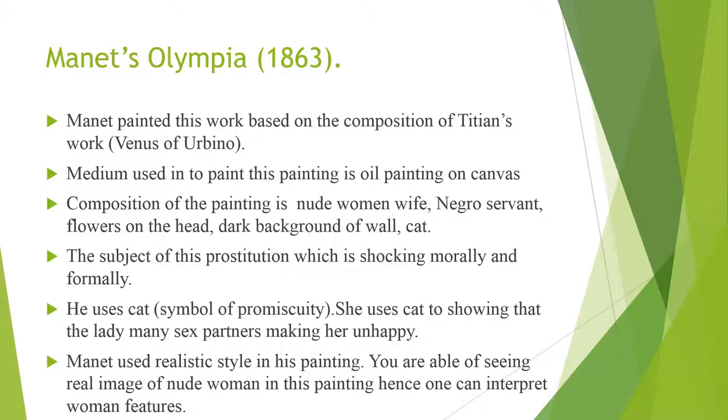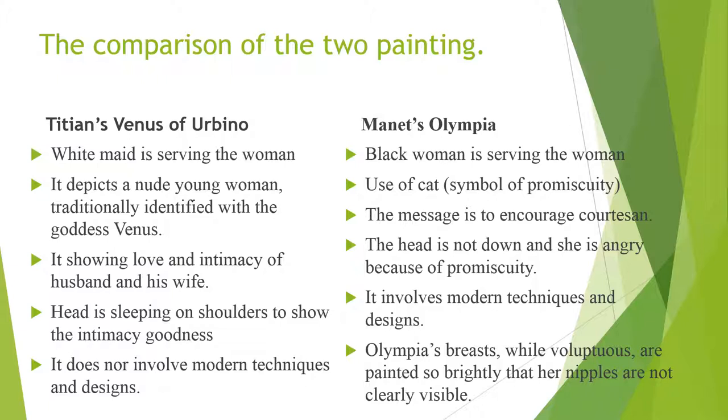So in the comparison of the two paintings, looking at the historical context, we found that Titian's Venus of Urbino was done before the revolution, because this is where the painting of nude women dominated. Also, the work of Manet, Olympia, is a modern art work, because it included some new components and techniques of design and so on. In this one, it depicts a nude young woman traditionally identified with the goddess Venus.